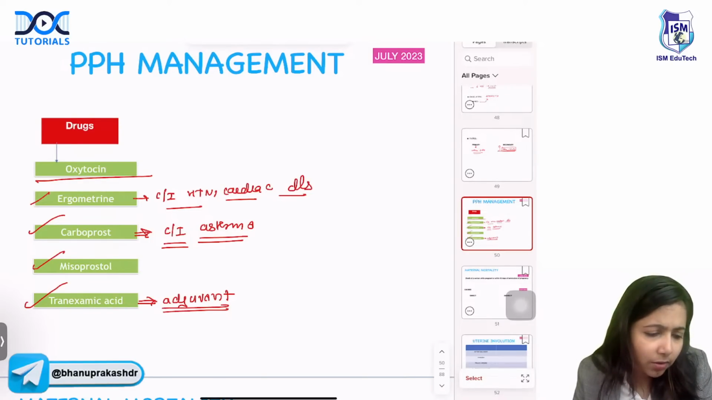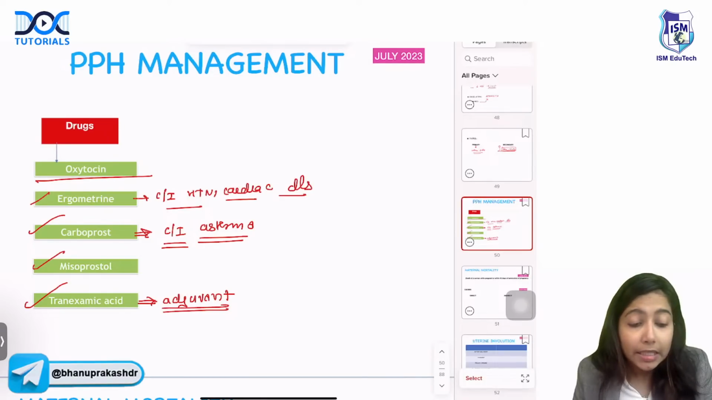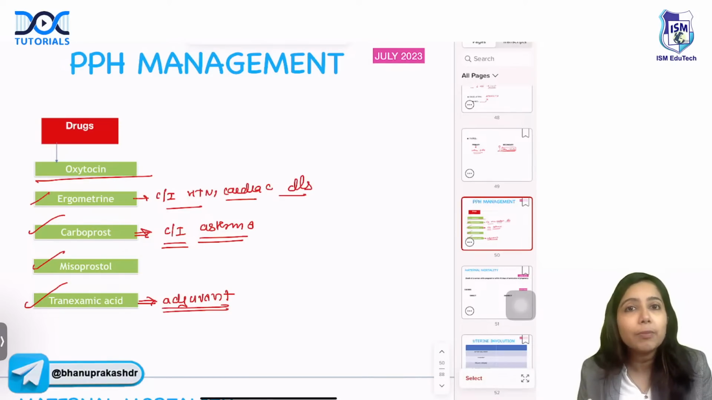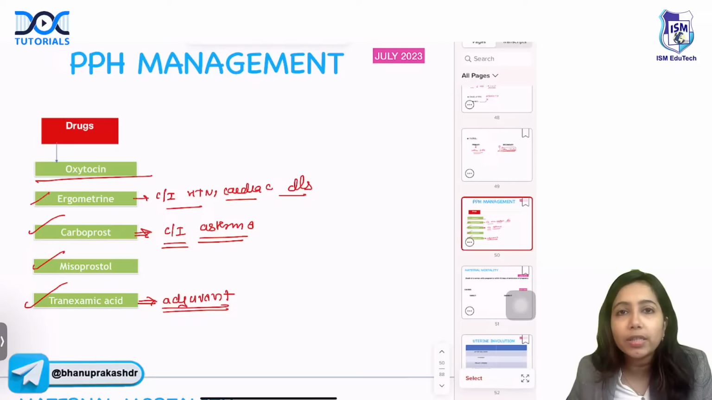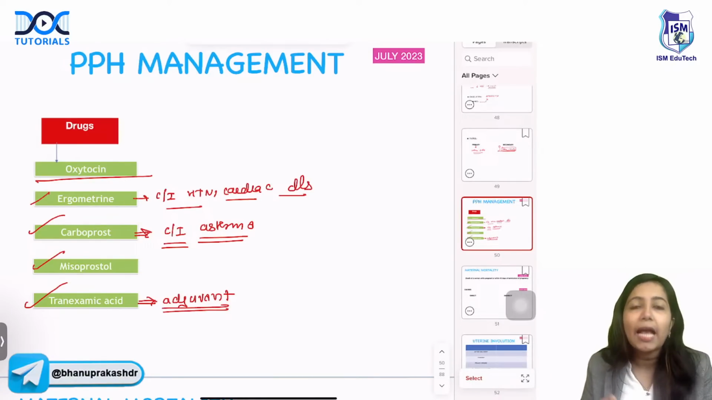So for PPH, do we do early cord clamping or delayed cord clamping? Usually in PPH, we see the bleeding after the delivery of the placenta itself. So as such, PPH is not a direct indication for early or delayed cord clamping. Usually the dictum that we follow is active management of third stage of labor to prevent PPH. And in that active management, what we do is delayed cord clamping.